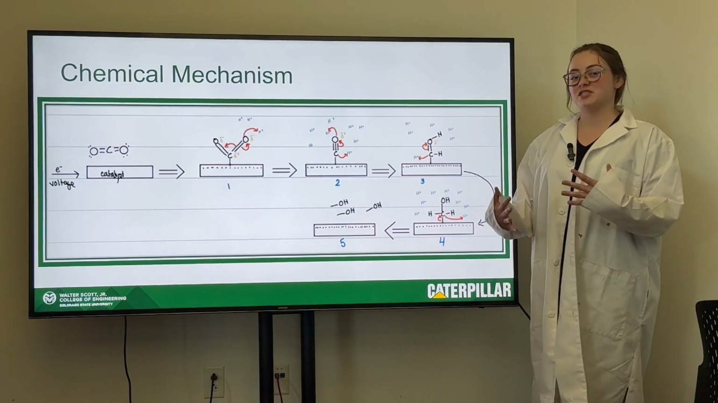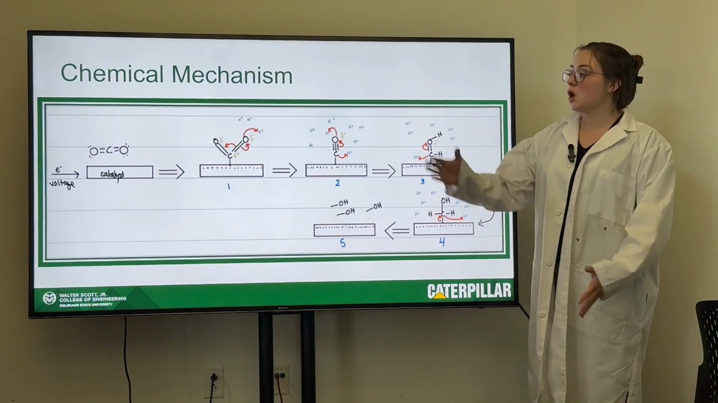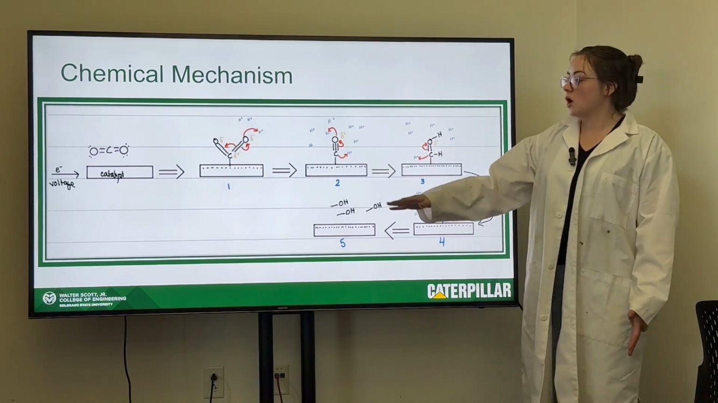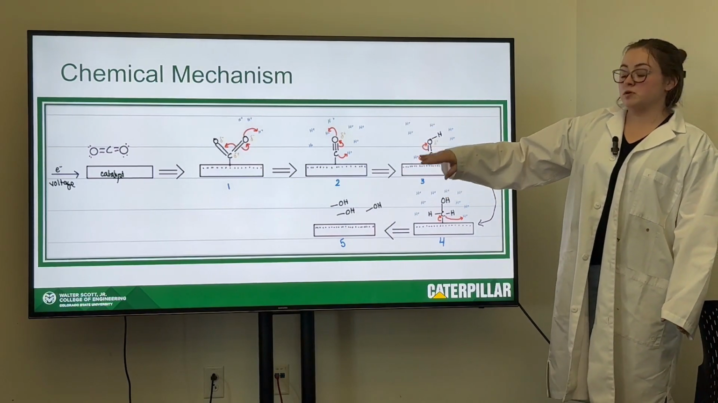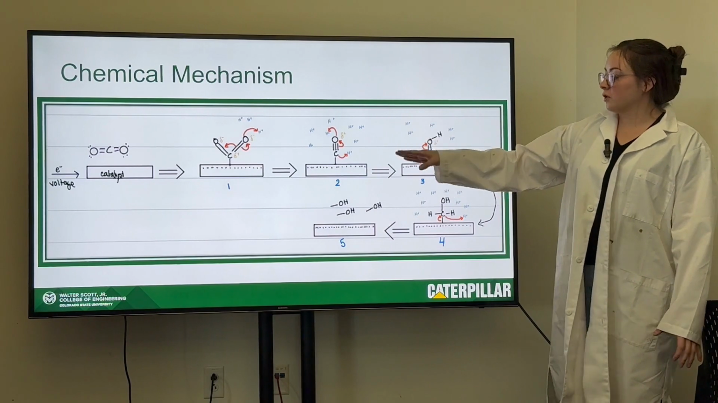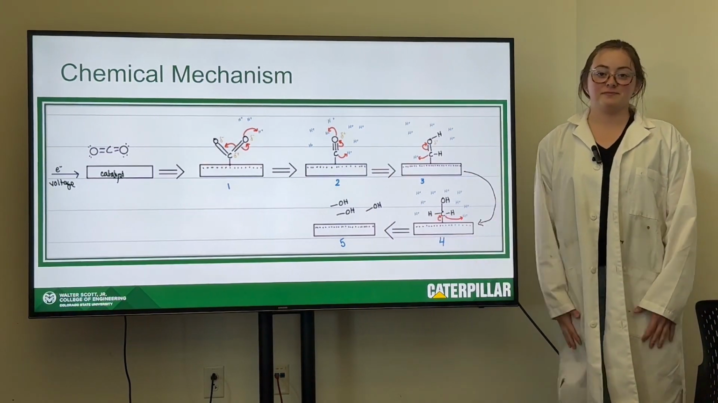Hi everyone, my name is Angelica and I'm going to go over the chemical mechanisms that we want to see in our reactor. So first, we apply a voltage to our catalyst. Hopefully it's negative enough to grab that carbon and reduce that whole oxygen off, and then we further reduce it with hydrogen ions in order to get our desired product, methanol.